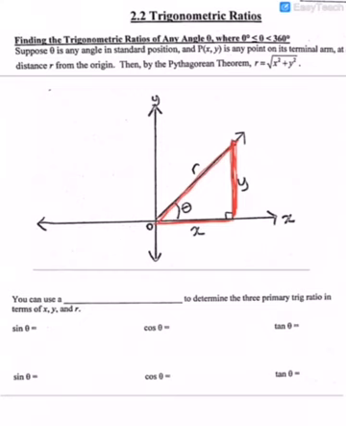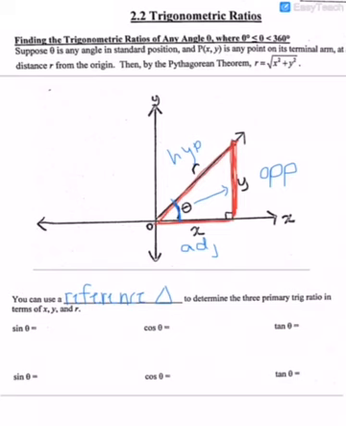Now, if we consider the angle right here, so theta is our angle, let's think about how y and x and r are related to the opposite, the adjacent, and the hypotenuse. So from theta, the y would be the opposite, the x would be the adjacent, and the r would be the hypotenuse. Now that we know this, we can use those to come up with our sine, cos, and tan ratios. So again, this triangle that we've created is called a reference triangle.